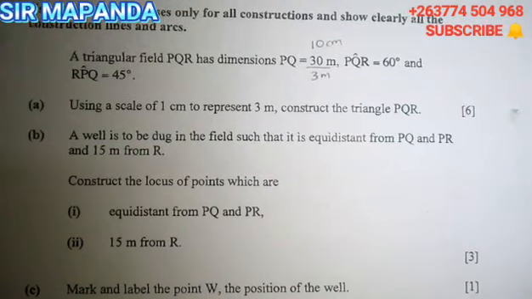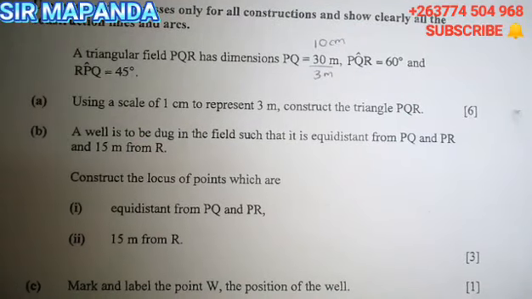We are now moving on to part B of the question. It reads, a well is to be dug in the field, such that it is equidistant from PR and PQ and 15 meters from R. Construct the locus of points which are equidistant from PQ and PR.